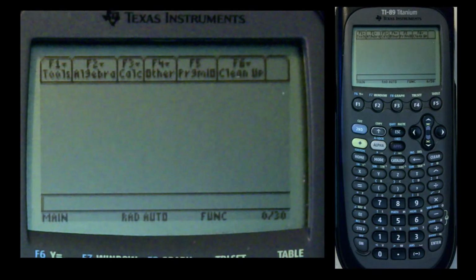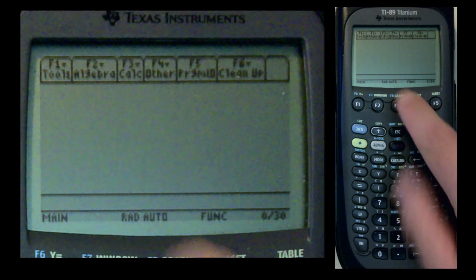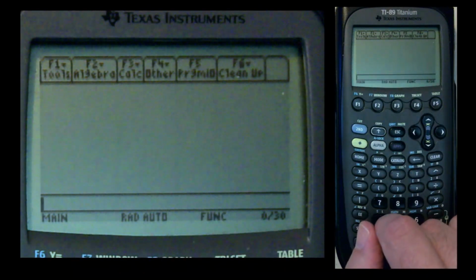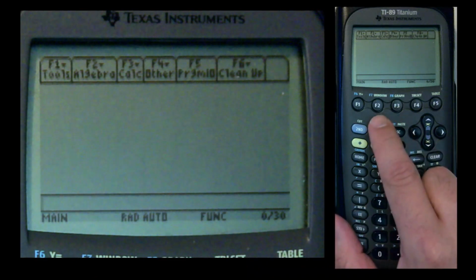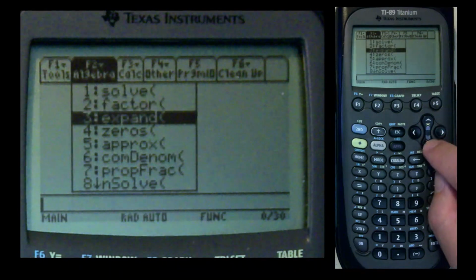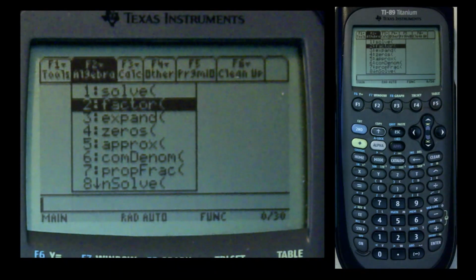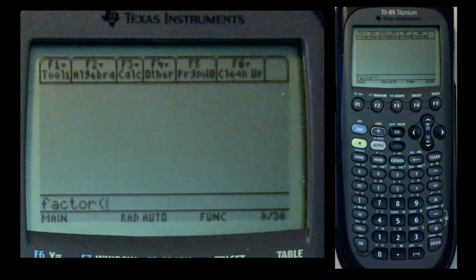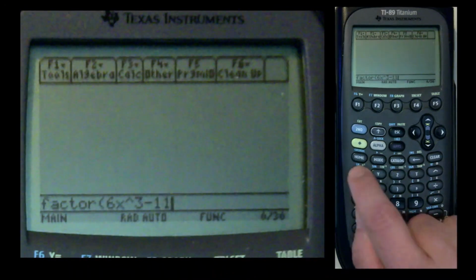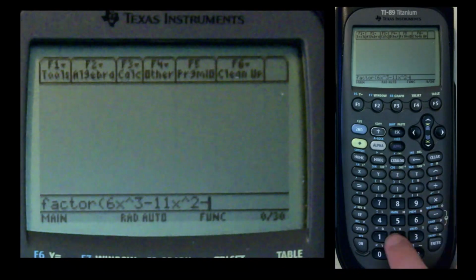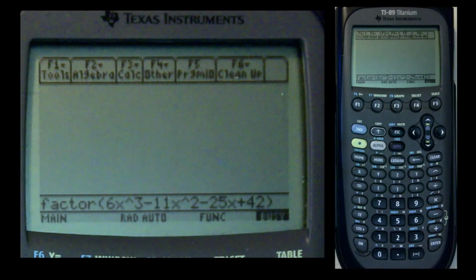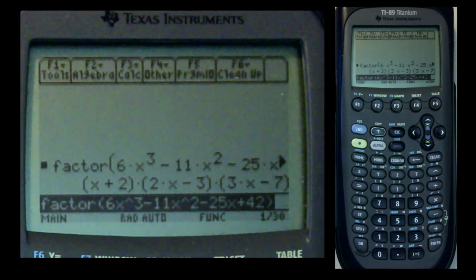All right, so the first thing we're going to do is we're going to see that under F2 it says Algebra. So we're going to press the F2 button, which is right here, and you can see that there are a variety of things you can do here. We're going to go ahead and look at factor, and then we're going to type in our polynomial. Close the parentheses and hit enter, and you can see that it factors it for us.